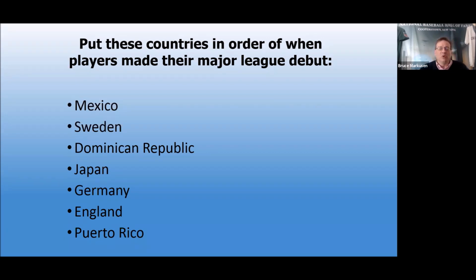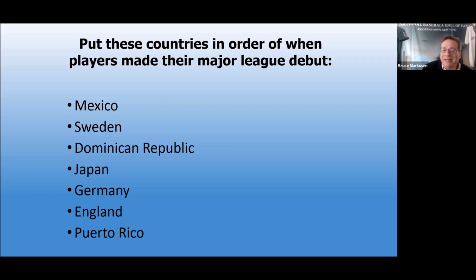Of these 7 countries, which do you think is the first one that produced a major league player? Now, when I do this with school groups, a lot of times the kids will raise their hand and they might guess Mexico, because geographically, that's the closest country to the United States. And that's actually a good guess.